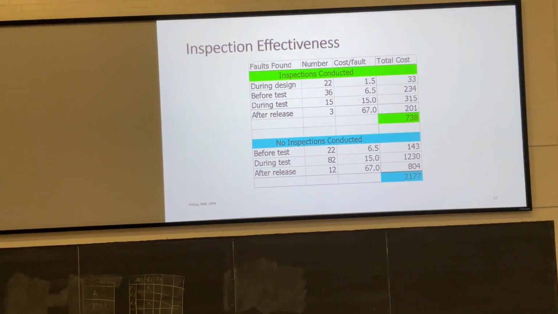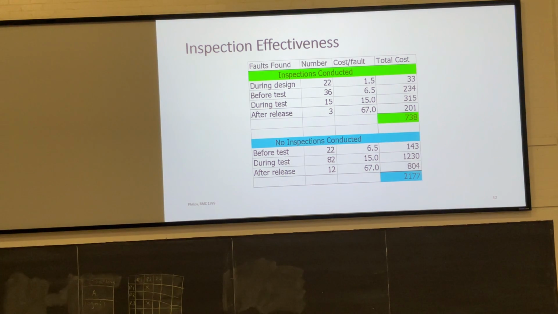Next, I want to go over some research data. In 1999, a study was performed to show that the cost of defects is lower when people perform inspection. At the top in green, you can see the total cost of defects is $738 with inspection, and it's $2,177 without inspection. If you want to read more on this, you can look at the reference.